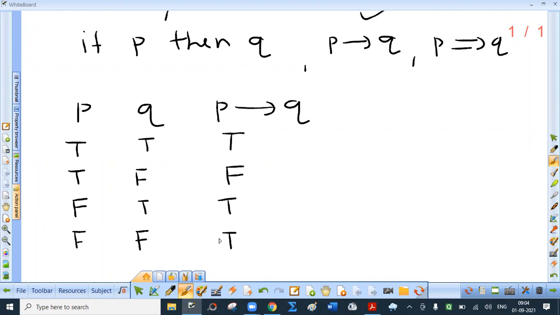I hope this is clear to you. If not, just remember that truth cannot imply false. So this is how you have to remember the table for implication. Okay? Yes.